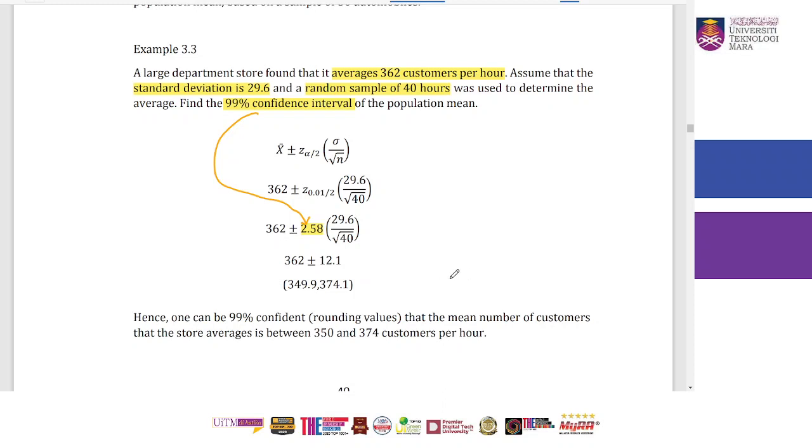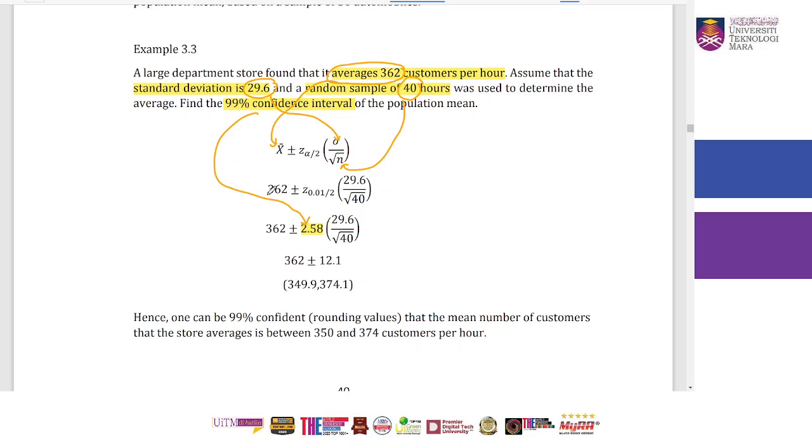Okay. And then, so the standard deviation, again the same. The standard deviation is 29.6. So, you have 29.6 over here. So, you replace with this one. And then, you have random sample of 40 hours. So, 40 hours, you will be replacing with the N. And then, you have the average of 362 hours. So, this is for the X bar.